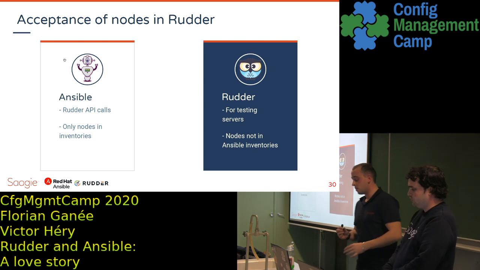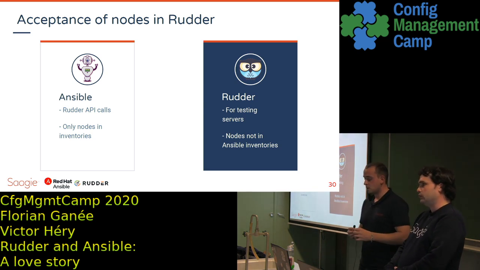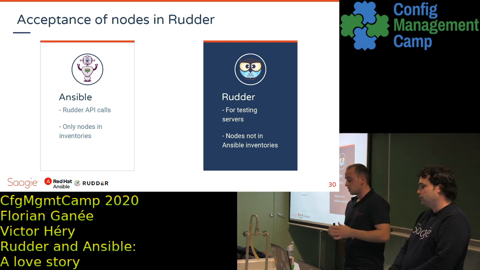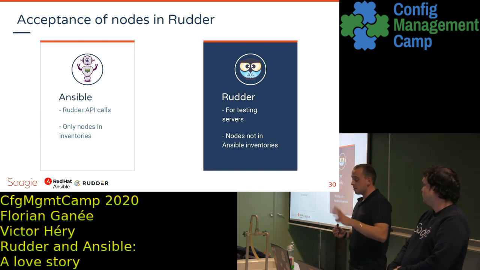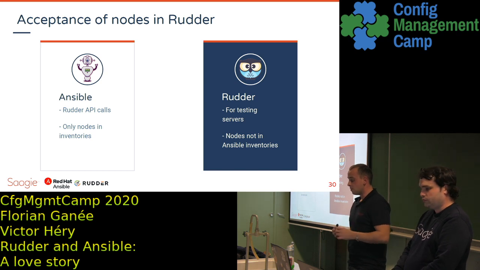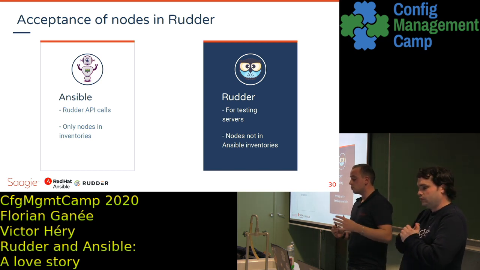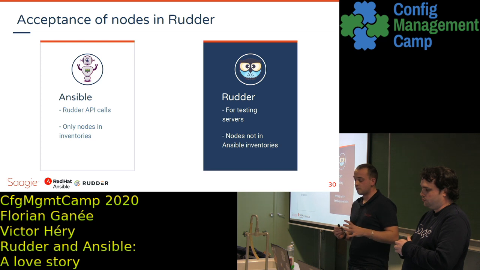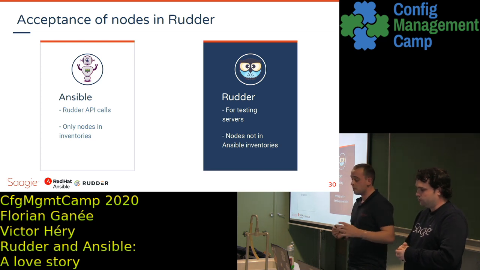And the second way, for the people who don't want to use Ansible, it's only for testing. We use the Rudder interface to accept the servers manually. And for the nodes, we have some colleagues that are doing some tests, for example, on our firewalls, to accept the PEP sets manually, in fact.